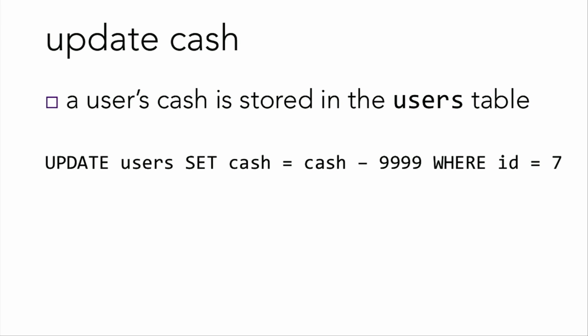Then let's update the cash. We've already selected it from before, so this is going to be similar. Instead of selecting, though, we're going to update it and set it to cash equals cash minus a certain number. What's that number? Well, it's going to be the price of the stock, the current price, times the number of shares that the user wants. With that, they've bought their first stock.